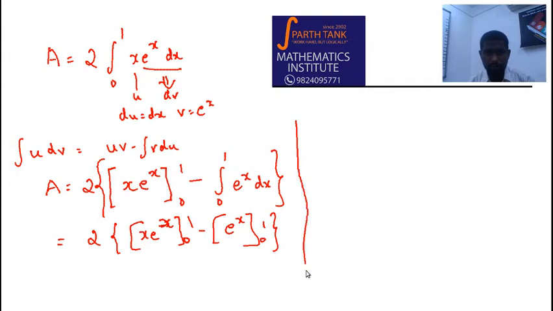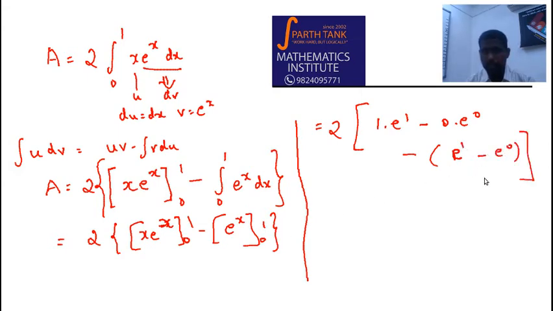Now if I substitute the limits, when I substitute 1, this term becomes 1 into e raised to 1. When I substitute 0, it becomes minus 0 into e raised to 0. Minus e raised to x: e raised to 1 is e, so minus e raised to 1 is minus e, and then e raised to 0 is minus 1. So on simplification this is 2 into e minus e plus 1, or 2 square units.